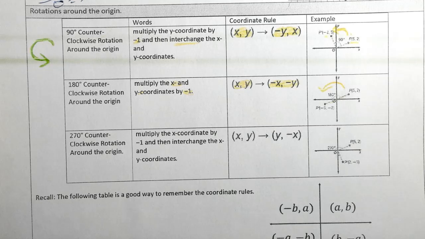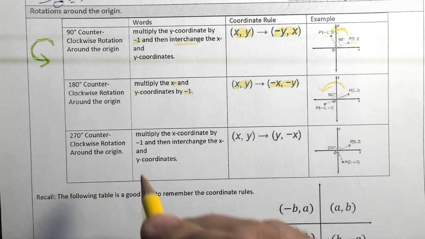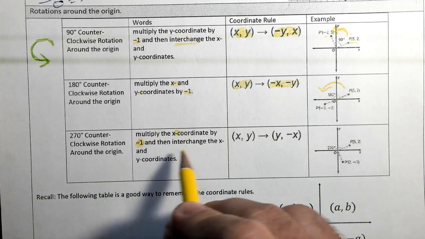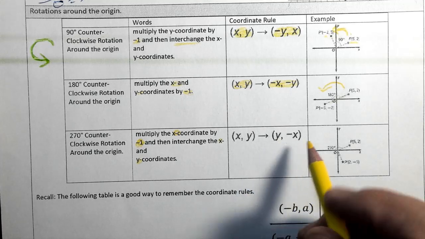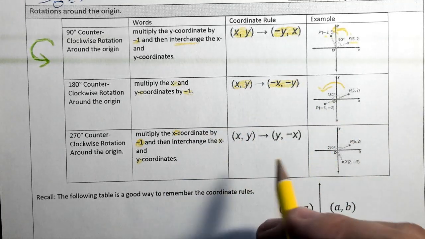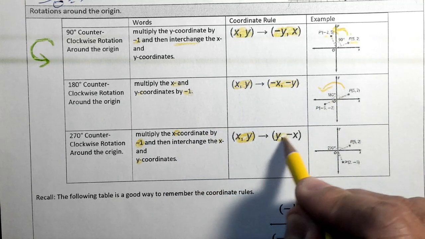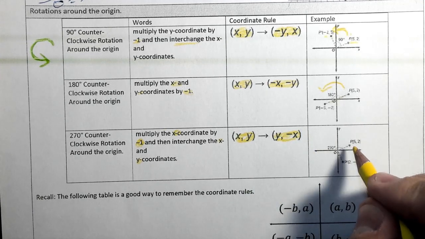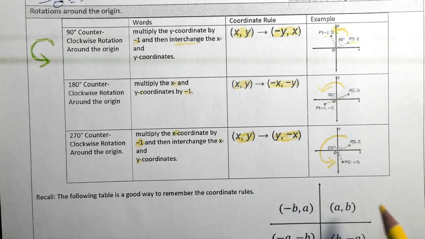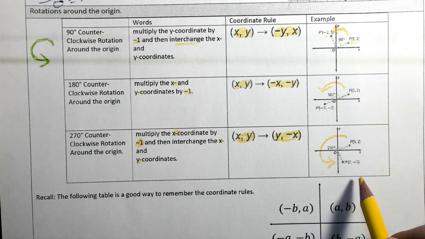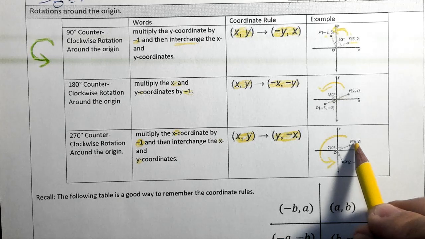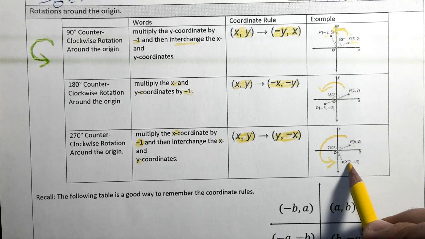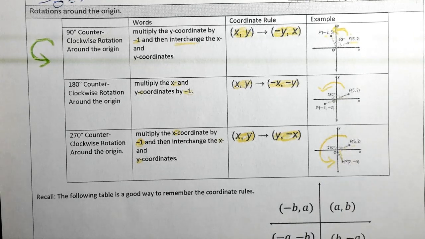All right, for a 270-degree counterclockwise rotation around the origin, we multiply the x coordinate by -1. Then you interchange the x and y. So just like we did up here, except we're making the x negative. Well, we are flipping them. So your x comma y becomes y comma -x. So P, when it rotated all the way around there, P 5, 2, we put the 2 up front, and then the x we put in the back, but we made it negative. So 5, 2 became 2, -5 to go that far.